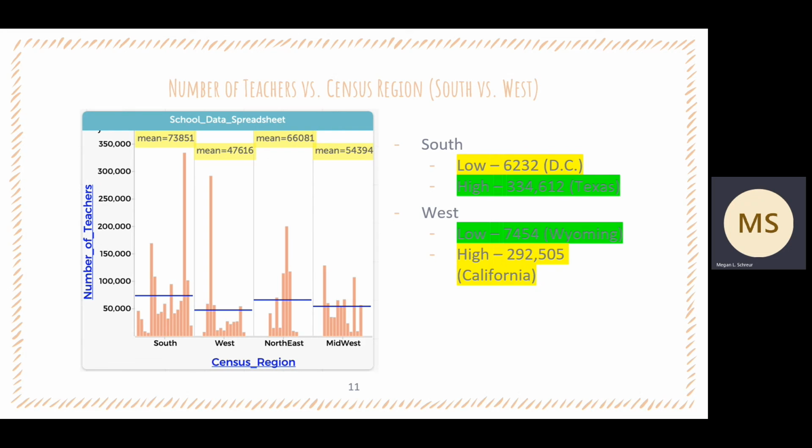And finally, number of teachers versus census region, the South versus the West. So again, ignore the Northeast and the Midwest. In the South, the low is 6,232. The high is 334,612. And then in the West, the low is 7,454. And the high is 292,505. And if we look at those averages, the South has almost 30,000 more teachers. So I would definitely choose the South in this situation.